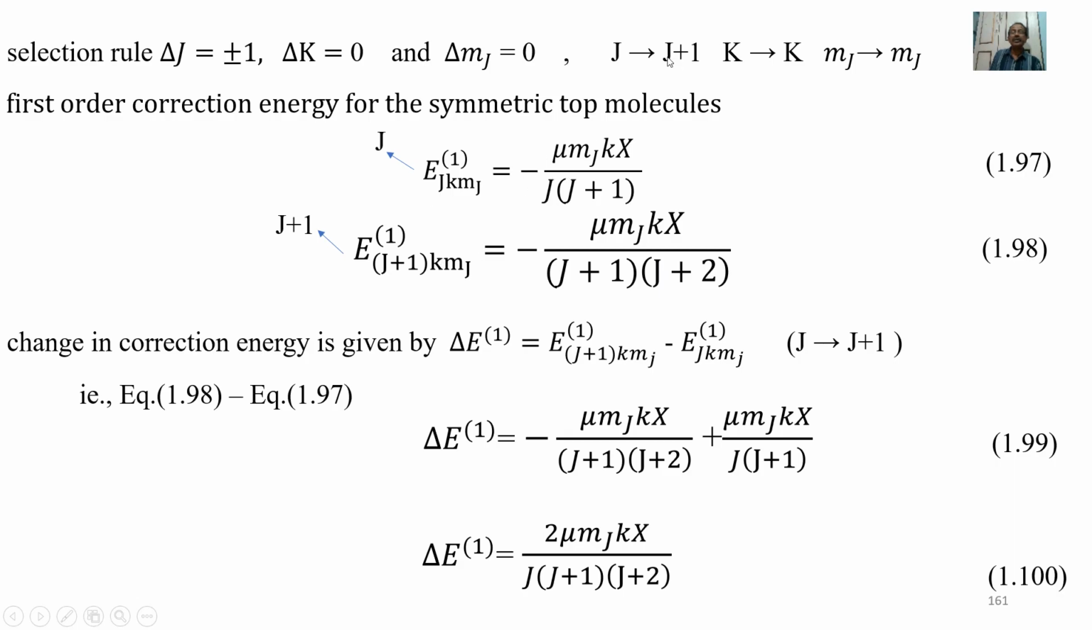So we are going to calculate the transition from J to J plus 1. This is the correction energy. Now the change in correction energy is nothing but equation 1.98 minus equation 1.97. So the change in correction energy, del E1, is equal to this expression minus this expression. Minus of minus will give us plus, so plus mu M_J K X divided by J into J plus 1. Now just take the LCM, and we get the change in correction energy, given as equation 1.100.